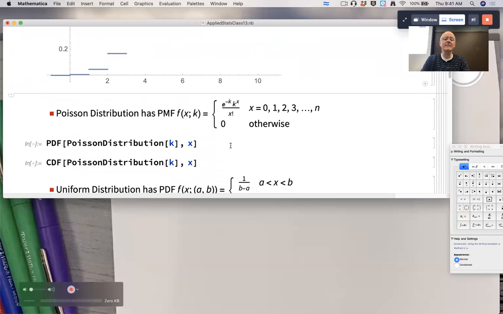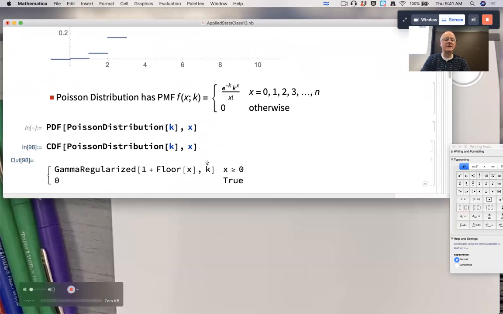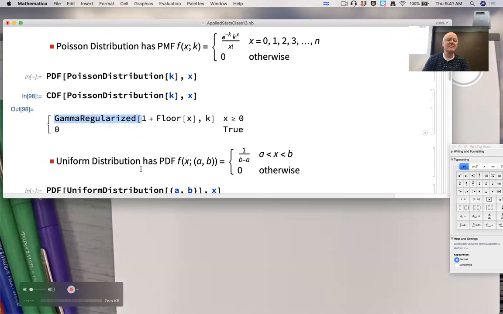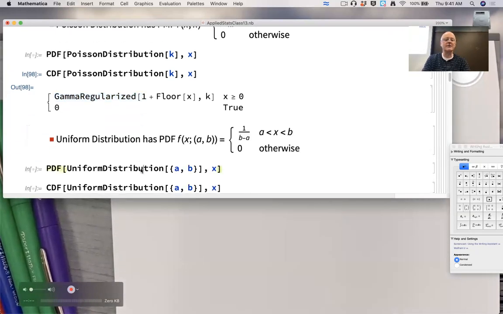Here's a Poisson. The CDF for a Poisson involves gamma regularized. Adding up things like this gives a new kind of function related to something called the gamma regularized function, whatever that means. If you want to investigate what it means, you're welcome to. You don't have to. Okay. Uniform distribution.